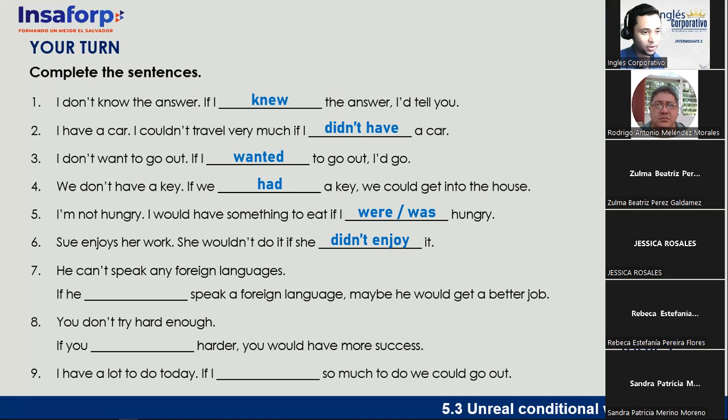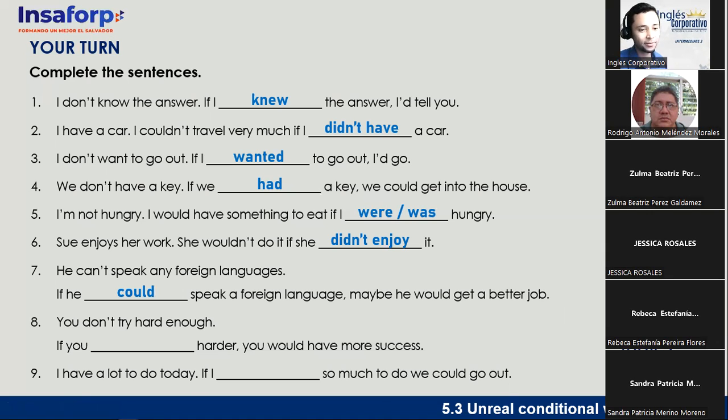Good. That was Rebecca, I believe. Yeah, that's right. If he could speak a foreign language, maybe he would get a better job. ¿Verdad? Como dice acá. He can't speak any foreign languages. No puede hablar ningún idioma extranjero. Puede español, pero le falta en inglés, le falta en francés, en alemán, en italiano, todo eso. Entonces, if he could speak a foreign language, si él pudiera hablar un idioma extranjero, maybe he would get a better job. Tal vez conseguiría un trabajo mejor.